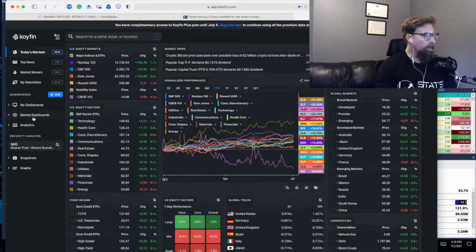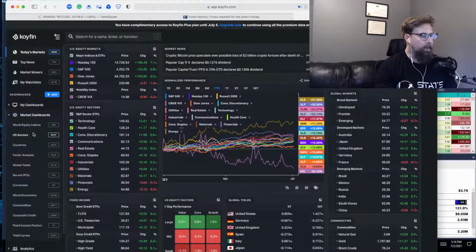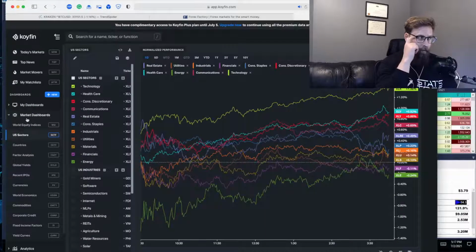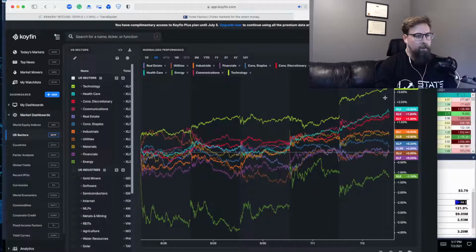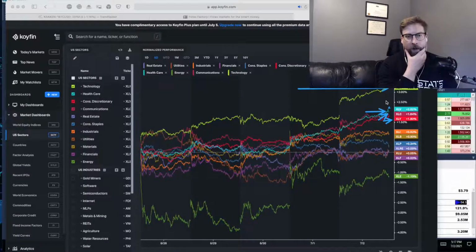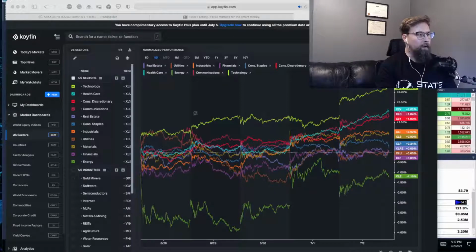Now, if we go into Koyfin, which is another website that I use all the time and love, no affiliation, we can take a look at basically over the last week what has been performing well and what's been performing poorly. You can see XLK, which is your technology, has been doing the best, followed by healthcare, then communications, and consumer discretionary. So these are all growth stocks, right? The growth stocks seem to be doing the best, and then XLE, XLF, XLU, these are the value names, and they seem to be doing significantly worse.